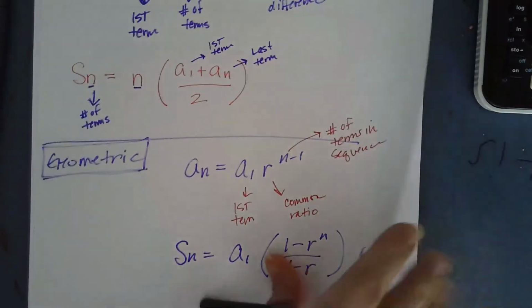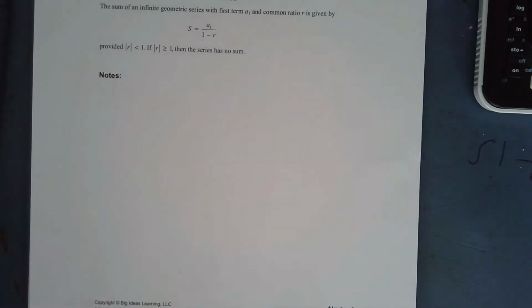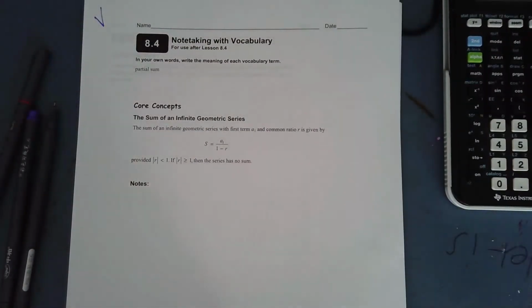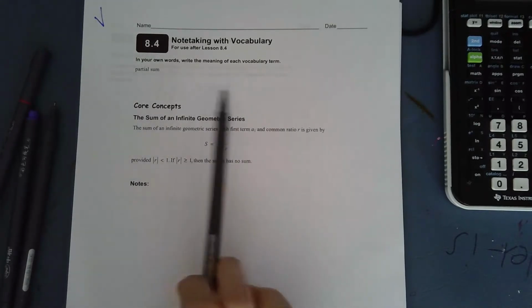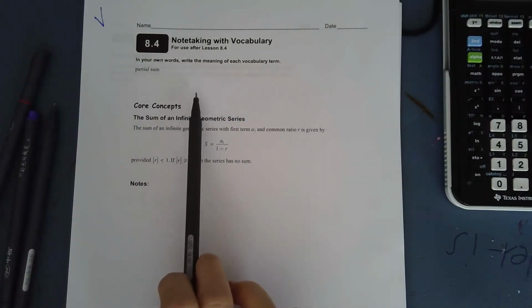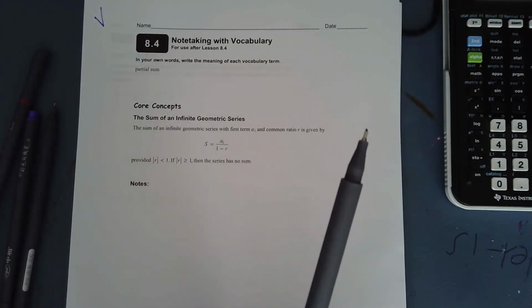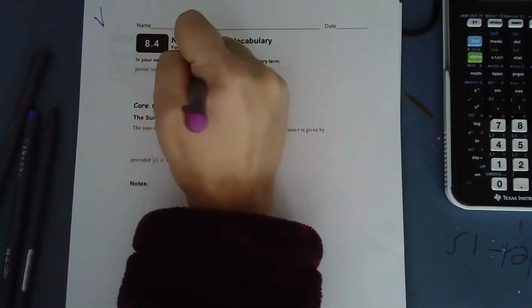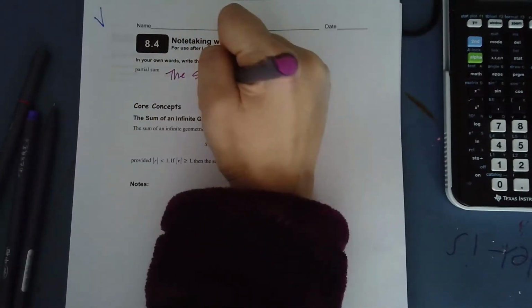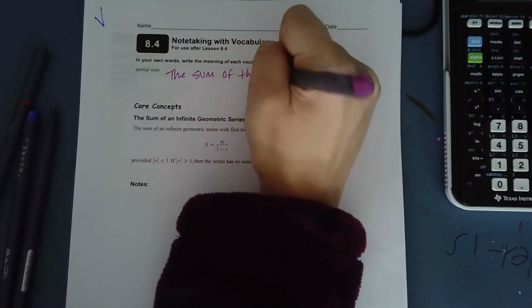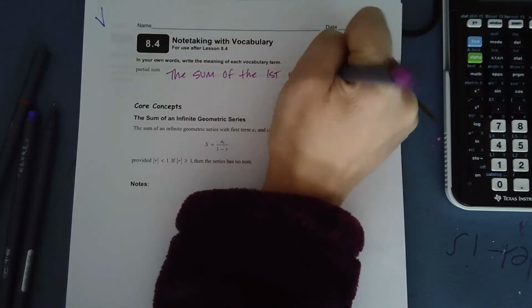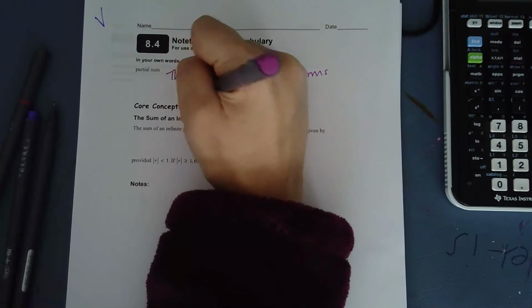Okay, so I'm on page 233 of your student journals. We're actually going to add in some examples here, so hopefully we won't need a whole lot of extra paper, but we'll see. So the first vocab term is a partial sum. What this means is the sum of the first n terms of an infinite series.